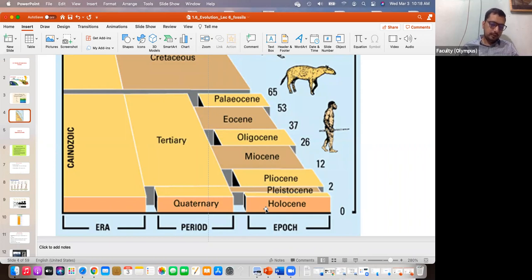And these epochs are mostly defined based on the life forms, what type of life existed at that given time.